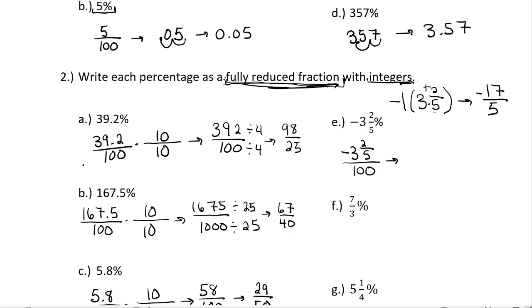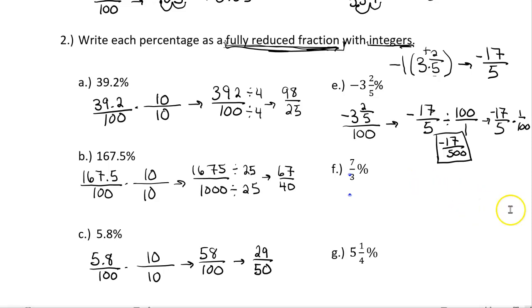Okay, so I am going to rewrite this as negative 17 over 5 divided by 100. Put that over 1, right? Because anytime we work with a whole number and a fraction, we want to put that whole number over 1. I flip and multiply: negative 17 over 5 times 1 over 100. Now I multiply across. I don't see anything that I can cross cancel, so it becomes negative 17 over 500, and that is your final answer. All right, so go ahead and pause the video and try F and G.